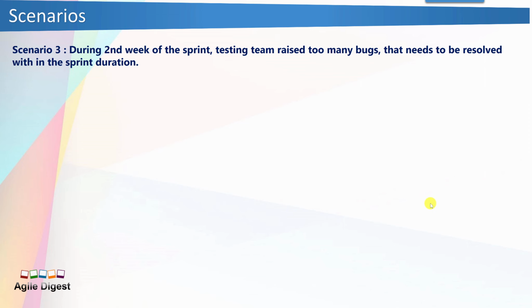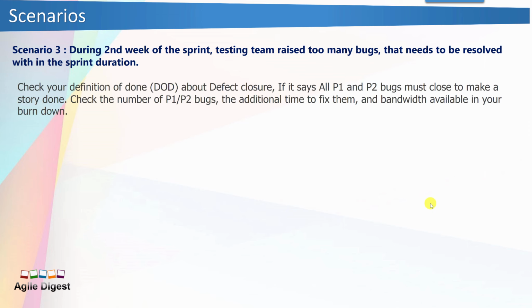But if that happens, what will you be doing? First of all, you check your definition of done about defect closure. If your definition of done says all P1 and P2 bugs must close within a sprint, and P3 and P4 can be deferred, where P1, P2 is priority, check your definition of done for your priority and severity, and see how you will be managing the priority of bugs. If it says I can close my story without closing my defect, that's not an ideal case, but based on your definition of done, you can take a decision.